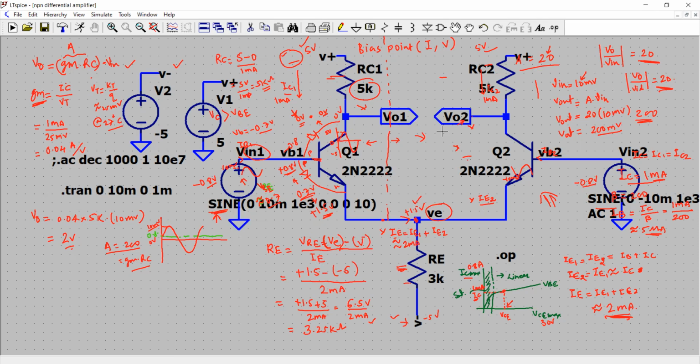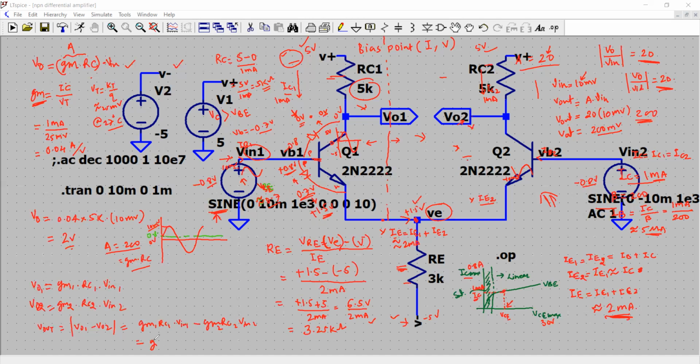What would be the combined gain theoretically? Let's calculate. For example, here VO1 would be GM1 times RC1 times V in 1, which is this V in 1, and VO2 will be GM2 times RC2 times V in 2, and the VO out, that is final output, is VO1 minus VO2, which is, let's say, GM1 RC1 into V in 1 minus GM2 RC2 into V in 2.